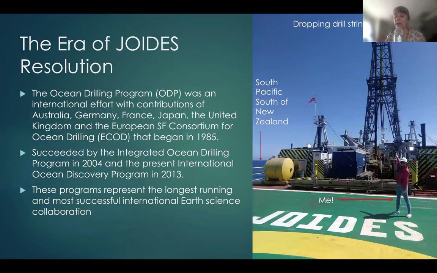Okay. By the 80s, though, we needed a new ship. And so the Ocean Drilling Program, which was a joint effort between Australia, Germany, France, Japan, the UK, and the European Consortium for Ocean Drilling, began and built a ship called the JOIDES Resolution in 1985.